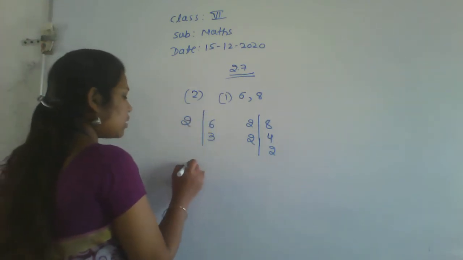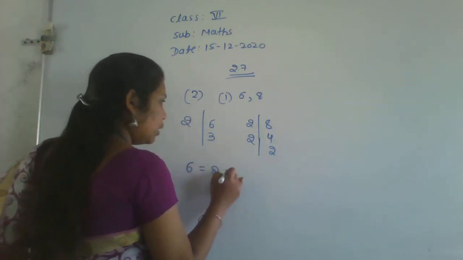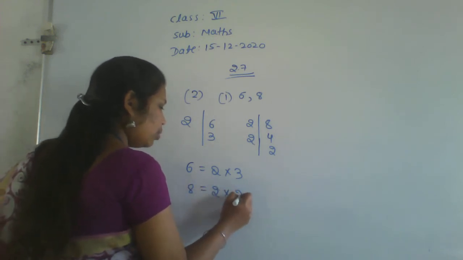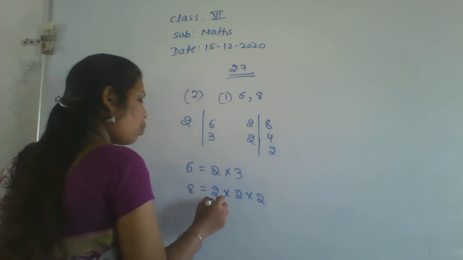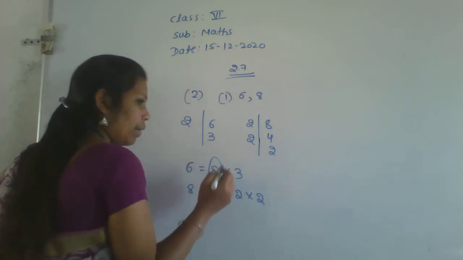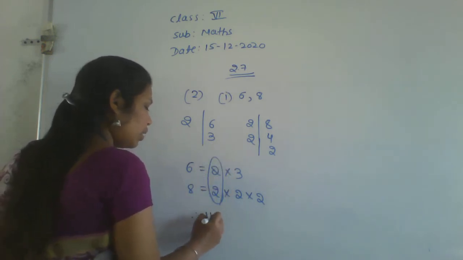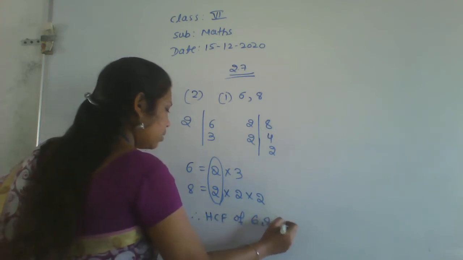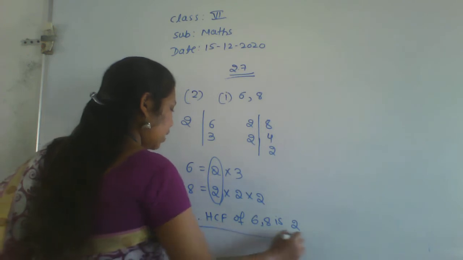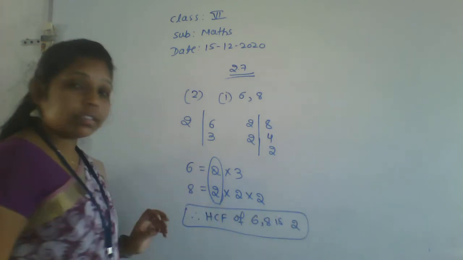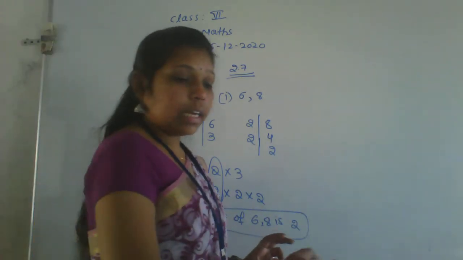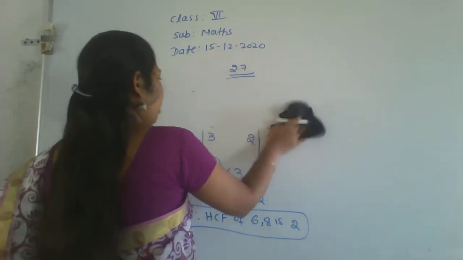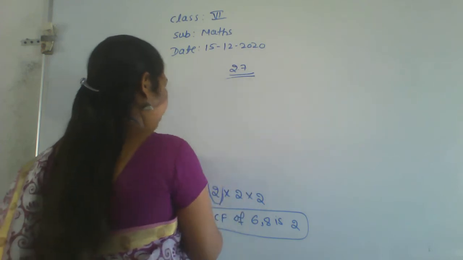Okay. Now 6 can be written as 2 into 3, and 8 can be written as 2 into 2 into 2. So only one time it is common, right? So therefore HCF of 6 comma 8 is 2. Okay. Now go for the next problem. Second one.